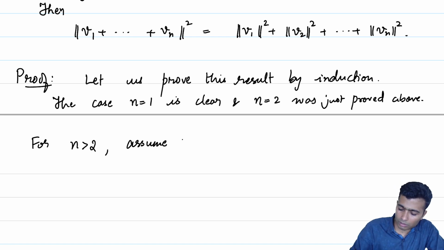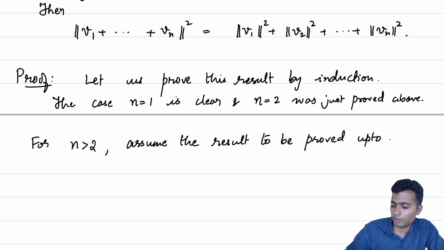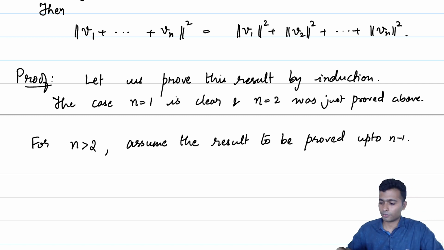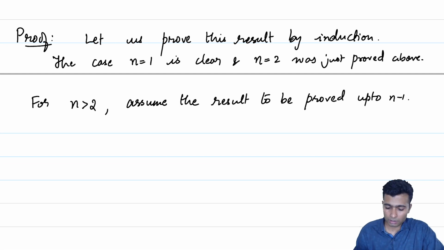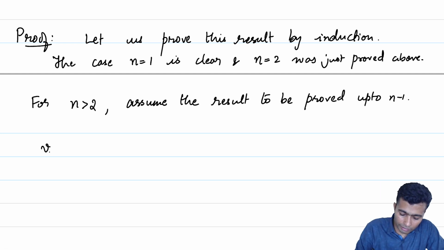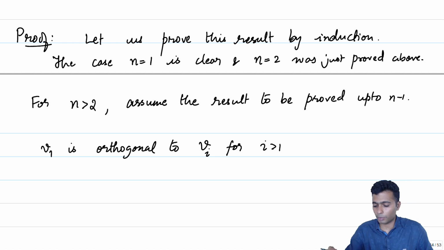Assume the result to be proved up to n minus 1. Let's prove the result for the case of n. Alright, so before we get into any of that, notice that V1 is orthogonal to Vi for i greater than 1, so for i equal to 2, 3 up to n. So let me write it like that.